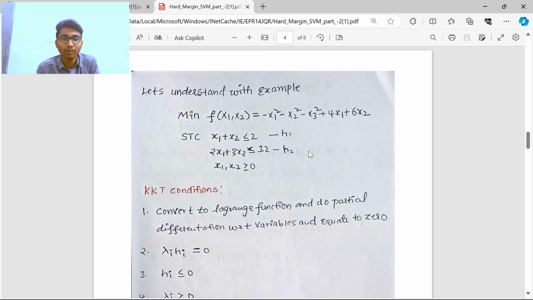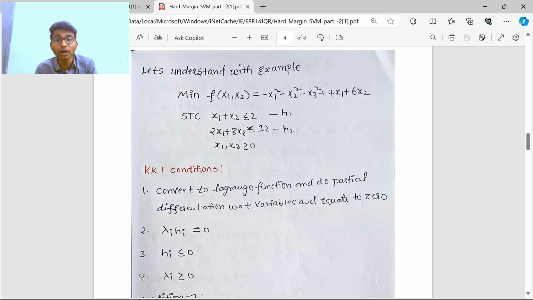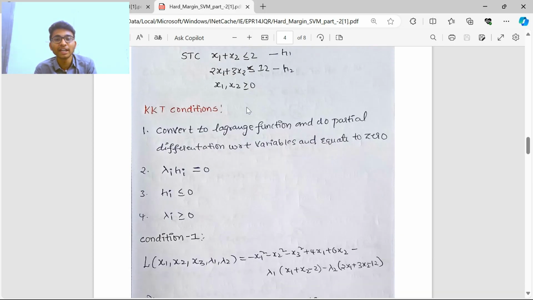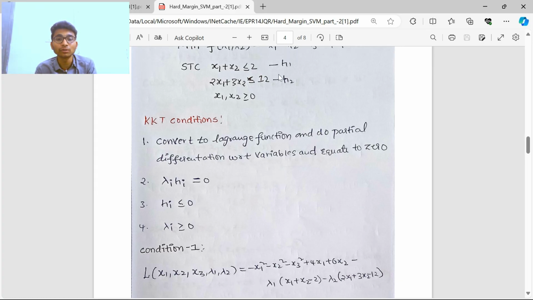See, f of x1 comma x2, this one, and we have two constraints here, h1 and h2, two inequality constraints, with a minimization problem f of x1 comma x2. KKT says first we have to do the partial differentiation of L, the Lagrangian function, and equate to 0. The second is to multiply the Lagrange multiplier and the constraint and equate to 0, which means lambda 1 into first constraint equal to 0, lambda 2 into second constraint equal to 0, like that.